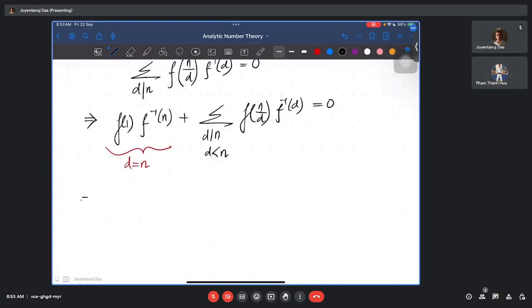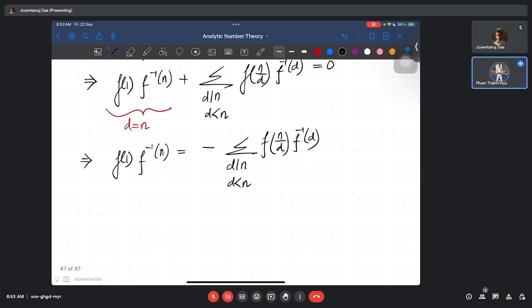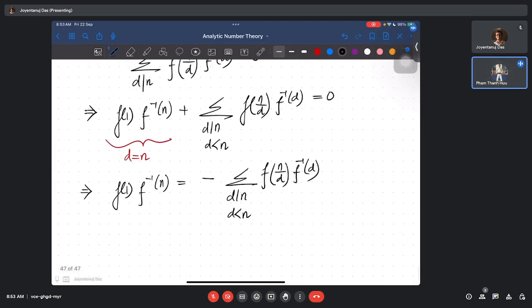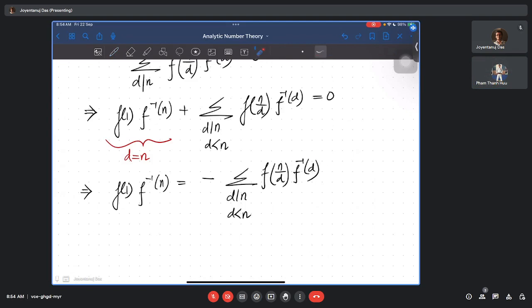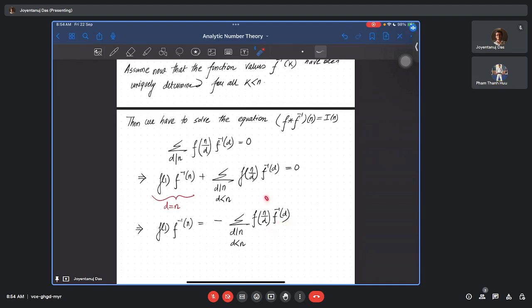Okay, so now f of 1 times f inverse of n is nothing but minus the other summation, over d dividing n with d less than n, of f of n by d times f inverse of d. Now by induction, we assume that we know all the values of f inverse of d up to n. So we know the function values have been uniquely determined for all k strictly less than n. So for all d strictly less than n, I know the value. So this part I can evaluate.